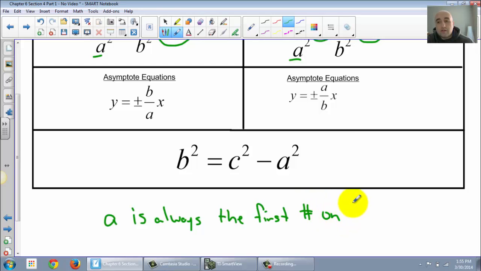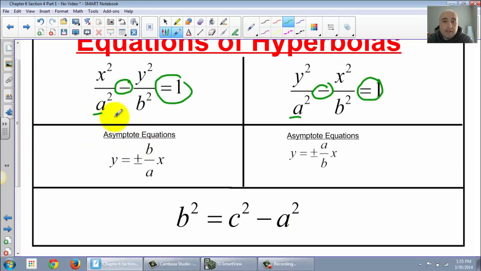Okay. Now, when we talk about ellipses, remember A was always the biggest number on the bottom. Now A is always the first one. So no matter if it's the smallest or biggest, it's always going to be the first one.